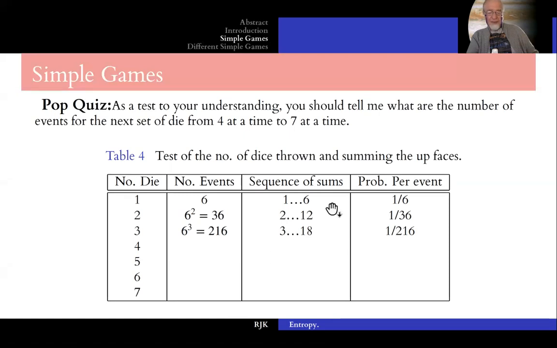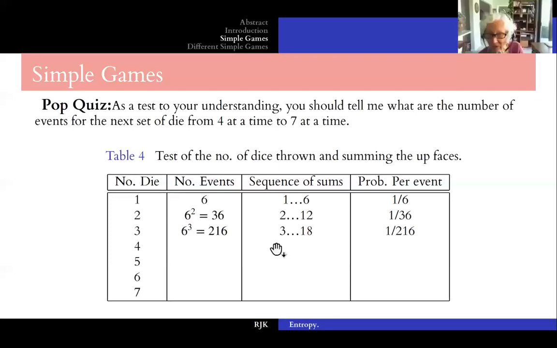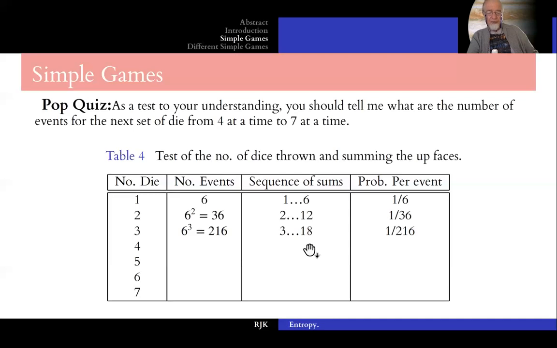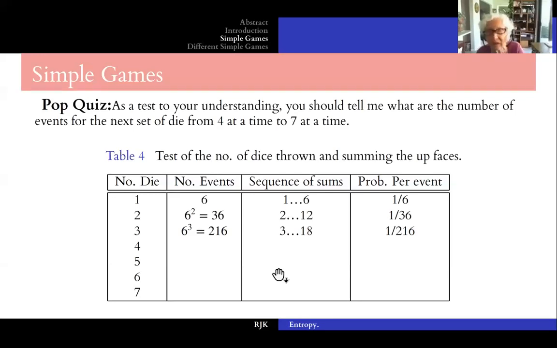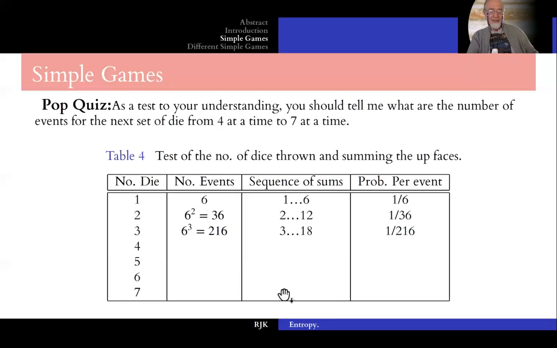Miguel, what about the sequence of sums? So for 1, it goes from 1 to 6. For 2, it goes 2 to 12. For 3, it goes 3 to 18. What does it do for 4? 24. Well, what is it, every 6? So it's 4 to 24. And then 5 to 30. Yeah. 6 to 36. Yep. And 7 to 42. Right. Okay, and the probability per event is always 1 divided by the number of events.